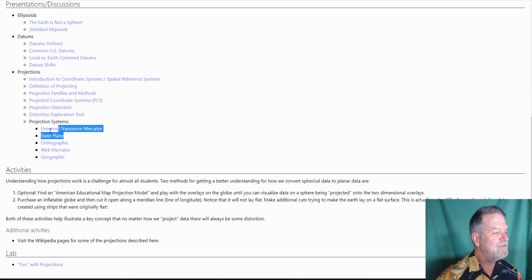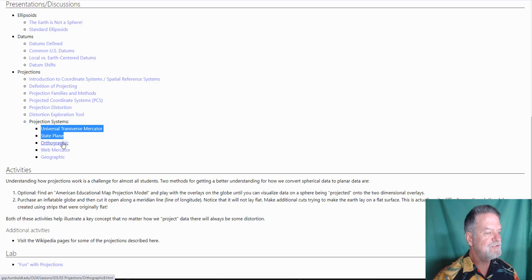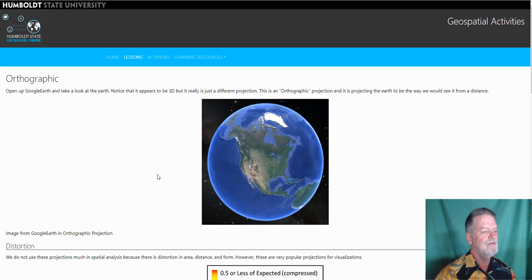State Plane and UTM are the ones we use by far the most commonly for research, unless you're working at a global scale. At global scale, things change. We can't use those. We have to use something global, and then we have to make some other decisions, different priorities. So orthographic is one you will see a fair bit because it's the one that comes up in Google Earth. It comes up when you look at a NASA photograph of the Earth, because this is kind of how the Earth would look if you're out in space.